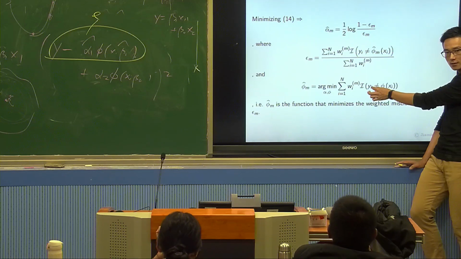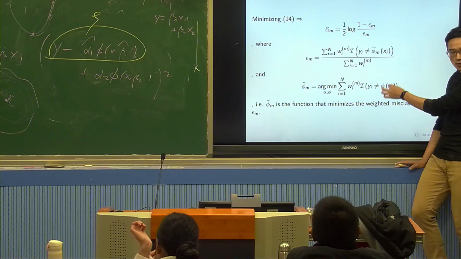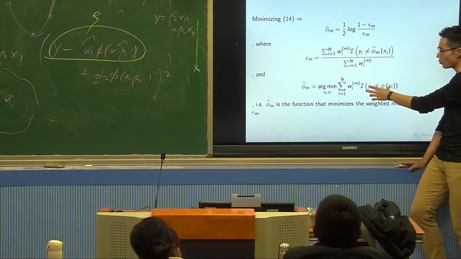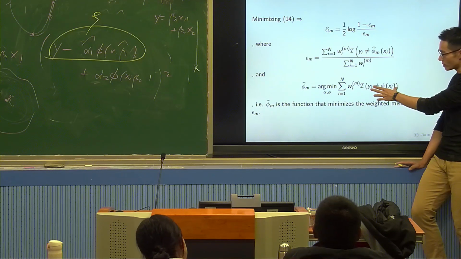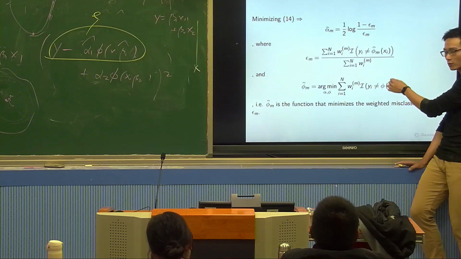So now let's think about what this phi is. This phi could be a tree. If this phi is a tree, then phi(x) is the prediction of the tree. So whether y equals the prediction of the tree, what is that? That is simply the 0-1 loss function, right? So this is whether the tree prediction equals the true y.